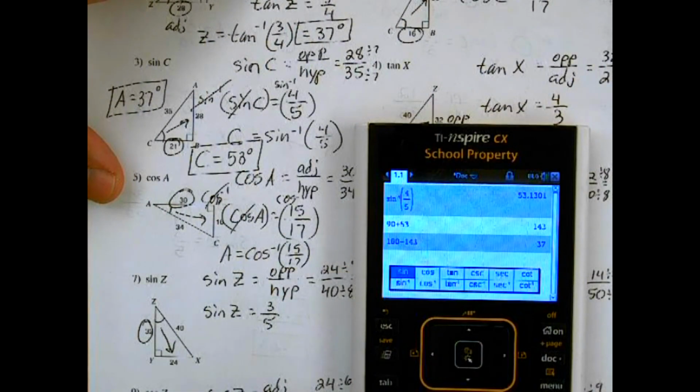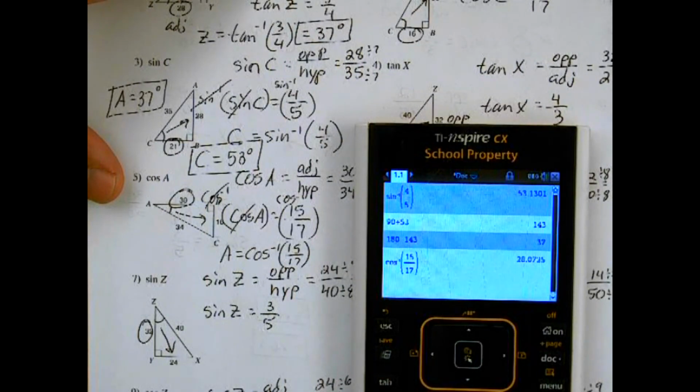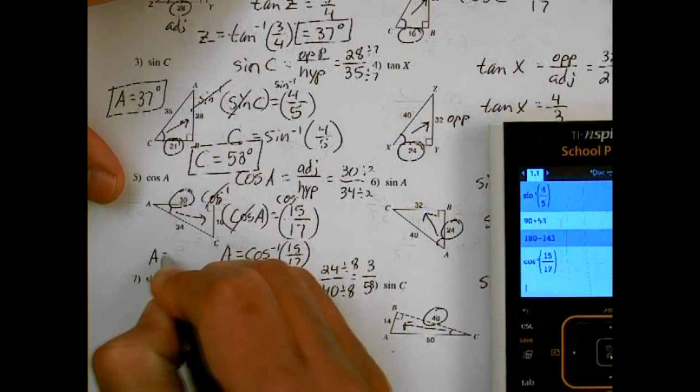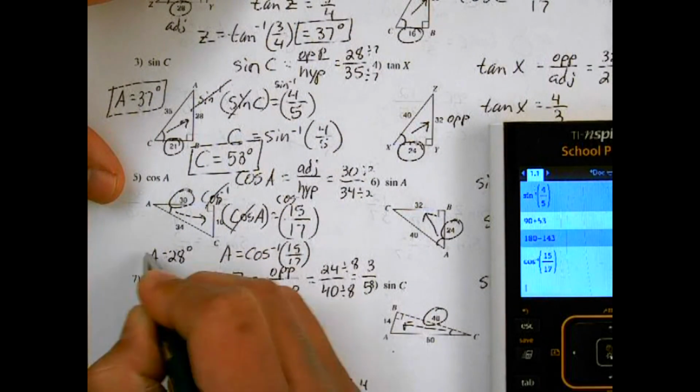So let's go to trig in your calculator. Go to inverse cosine, and inside the parentheses, it's going to be 15 divided by 17. And what do you get? 28.0725. Round to the nearest whole angle: 28 degrees. So A is 28 degrees.